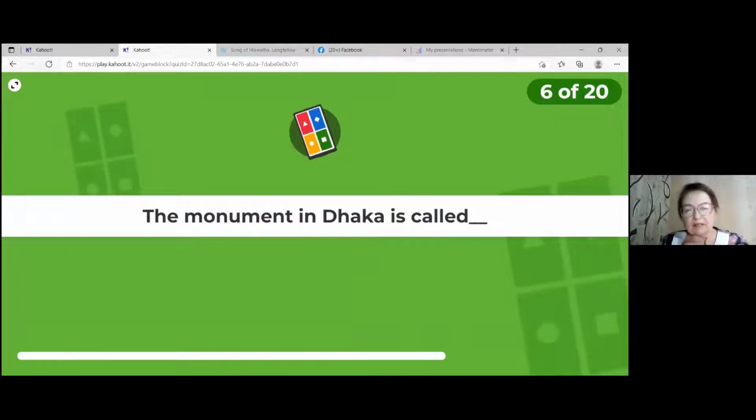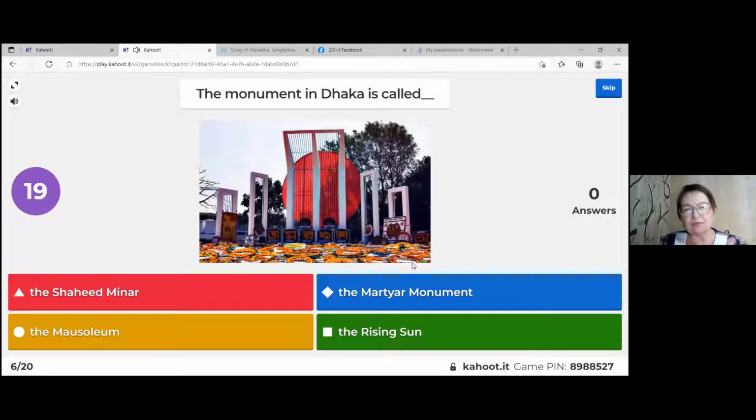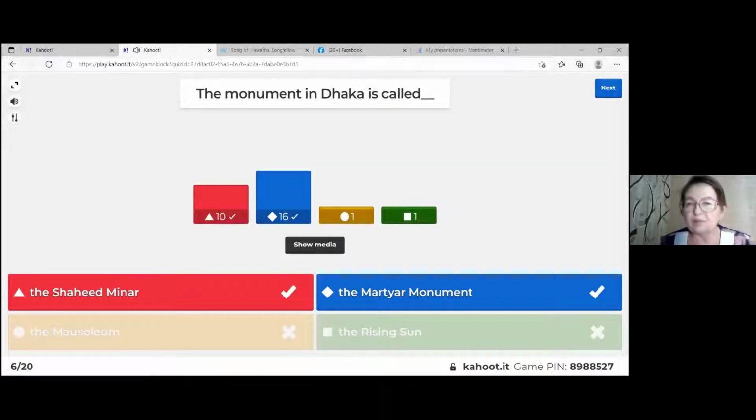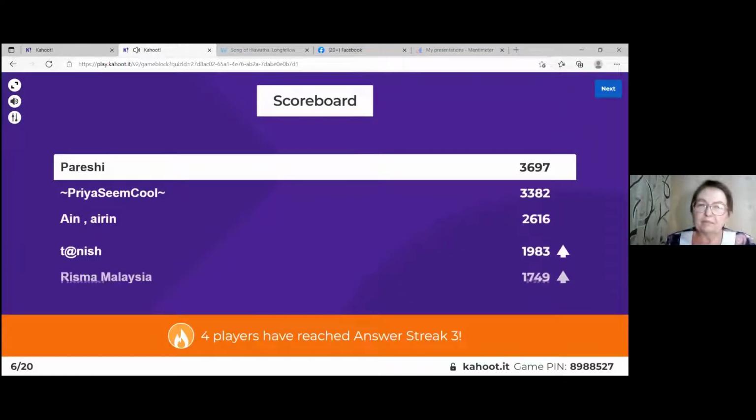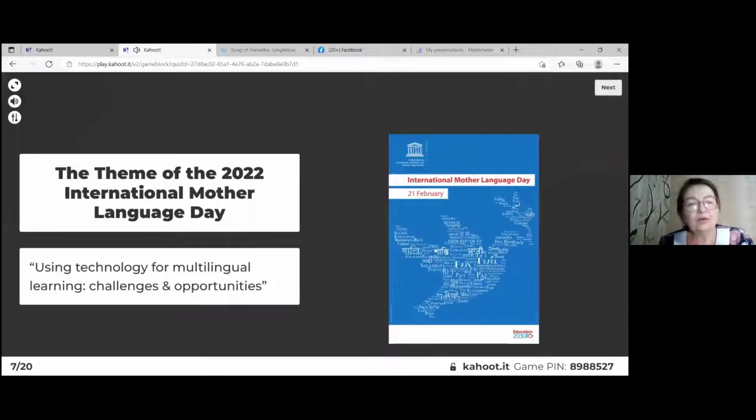The monument in Dhaka is called what? You can choose two or three answers: the Shahid Minar, the Martyr Monument, the Mausoleum, the Rising Sun. The name of this monument. So yes, these are the names of the monument. Paresh keeps the lead.